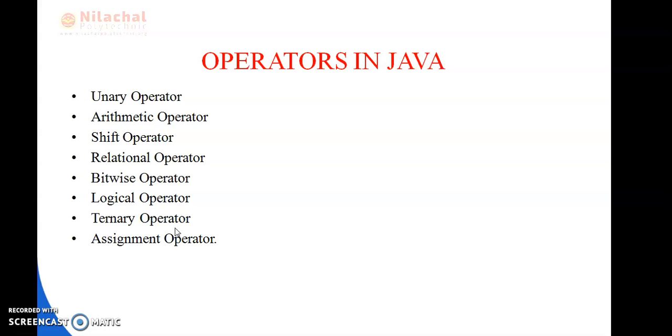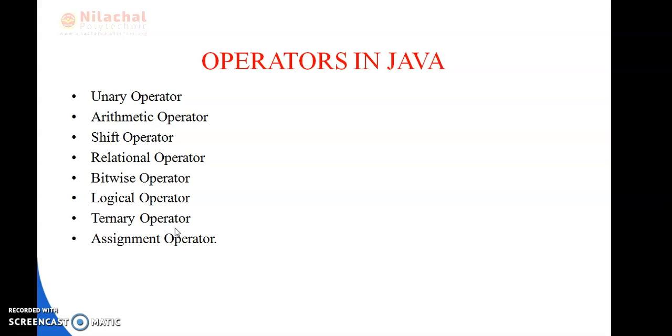Then it comes to the arithmetic operator. Arithmetic operator is of two types, multiplicative and additive. In multiplicative there are three types: multiplication, division and modulus. But in additive there are two types, plus and minus.